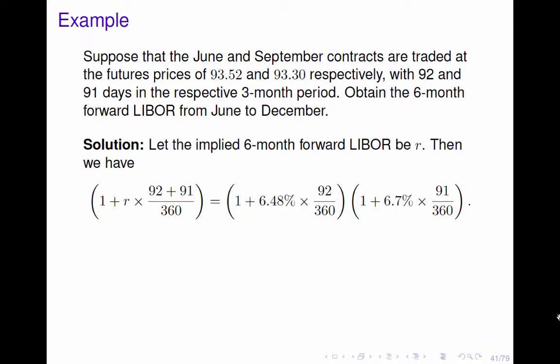Since the June contract is traded at 93.52, which implies that the 3 months forward rate from June to September is 100 minus 93.52%, that is 6.48%. Similarly, we can obtain the 3 months forward rate from September to December from the September contract, which is 6.7%. Both rates are annualized. Now let R denote the annualized 6 months forward rate from June to December.